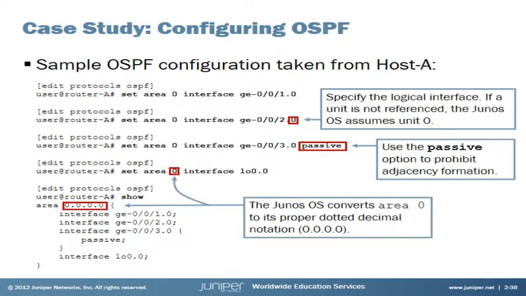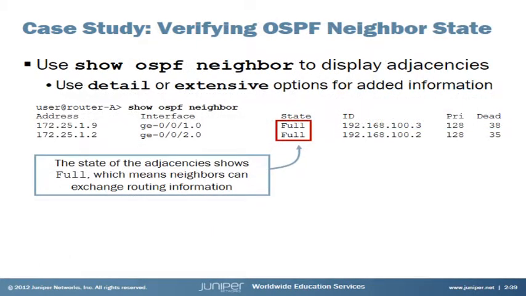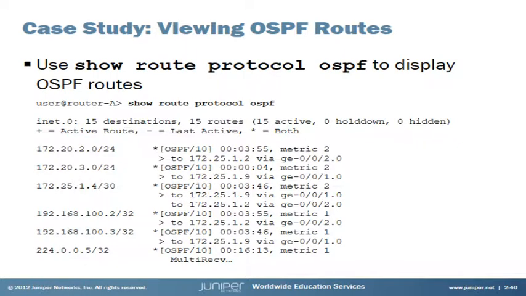If we take a look at that, we can see that all our interfaces are included and GE003 is passive. And we use the OSPF neighbor command to display the state. So there we are. We've got our state being full, which means we have formed adjacencies, essentially. And we can then view the routes, so we can go show route protocol OSPF, and we'll see all the OSPF routes in our routing table.